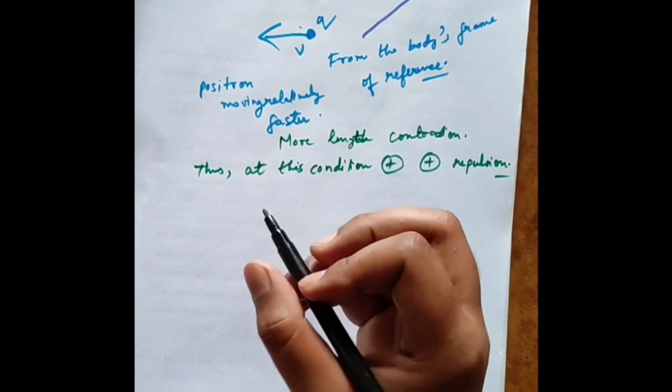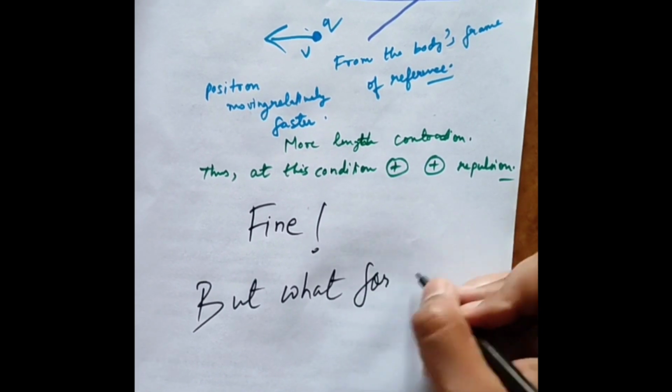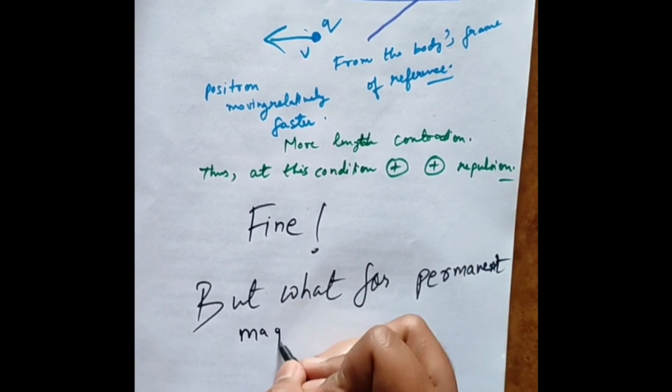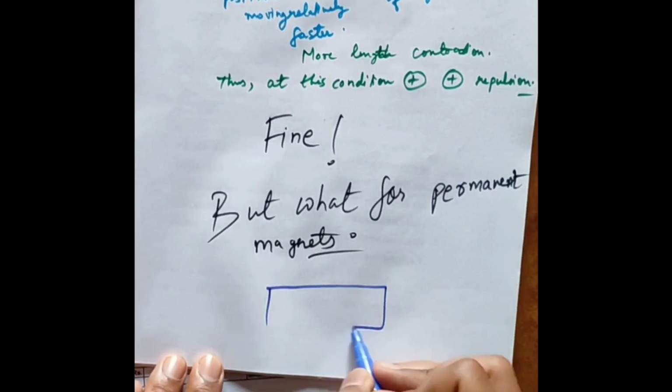Up to then we can say it's fine that the special theory of relativity explains everything about a current carrying conductor having some current, having potential difference, showing magnetic property. But then we ask, wait, what about permanent magnets?